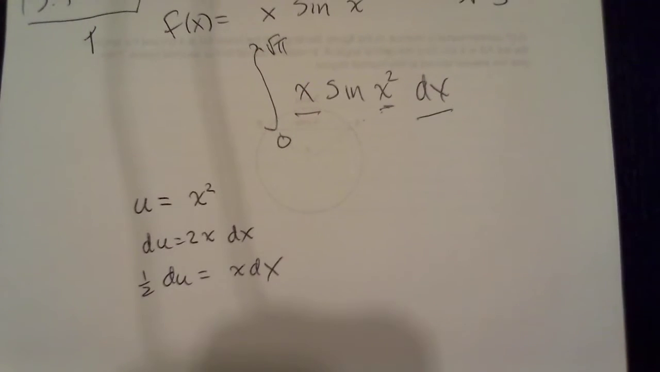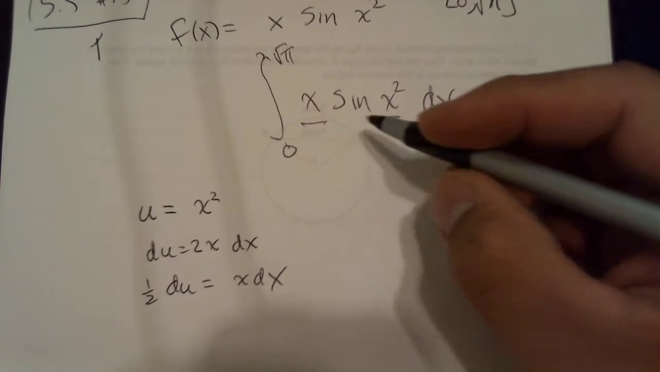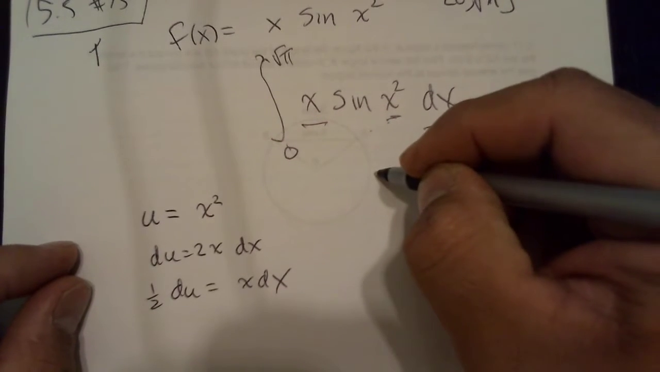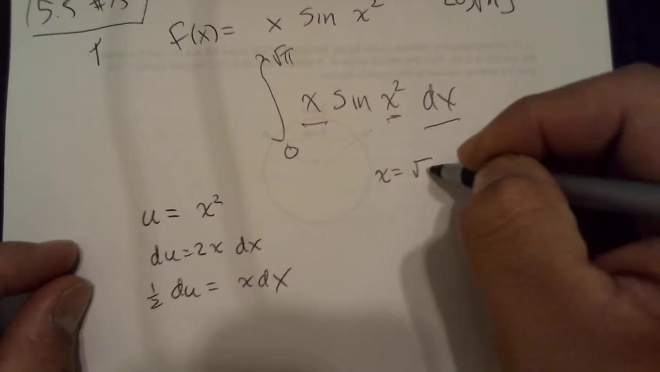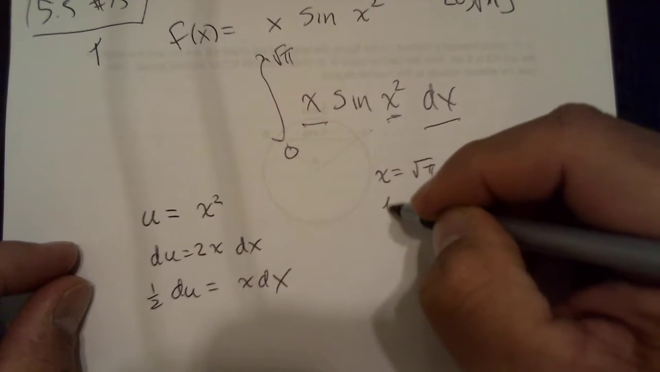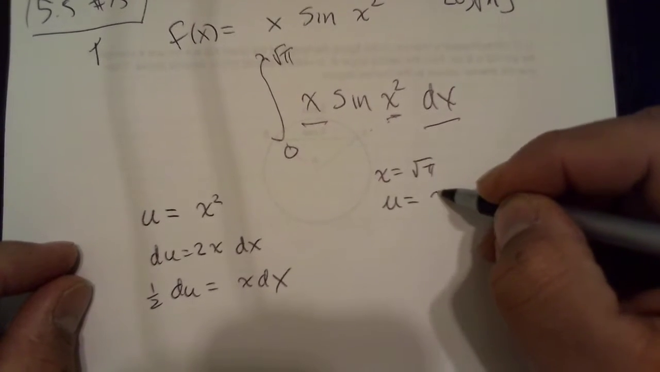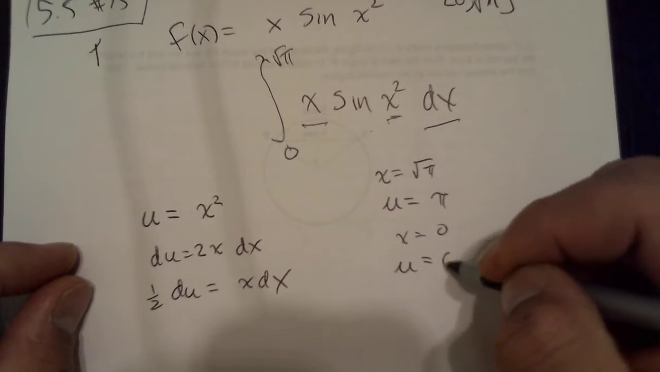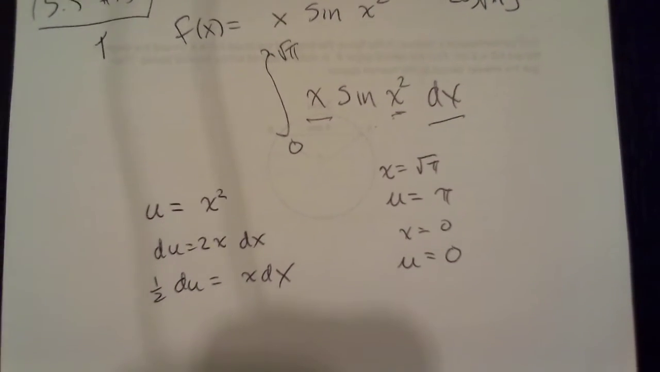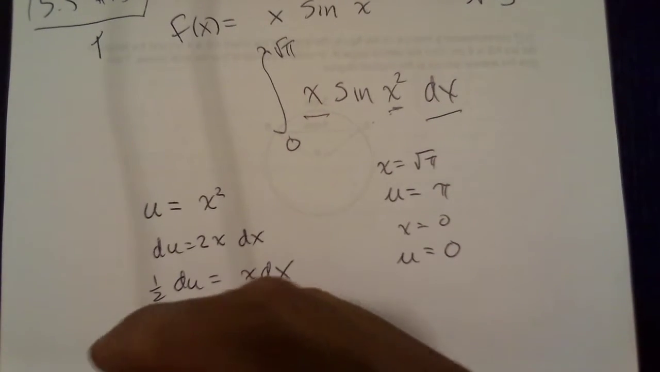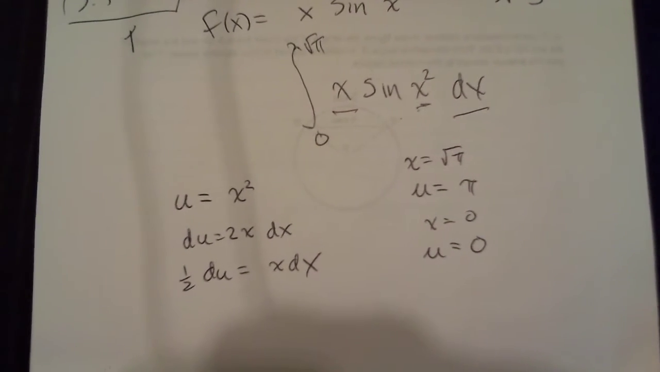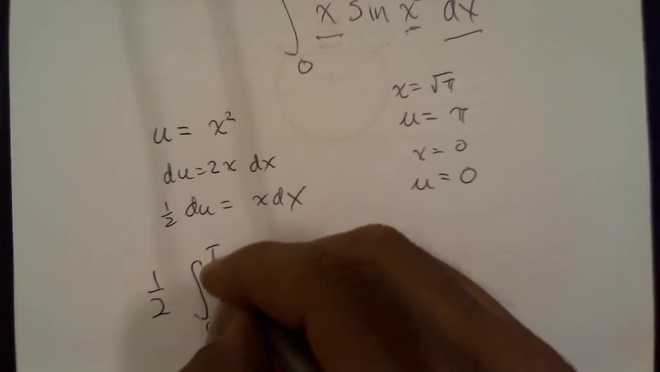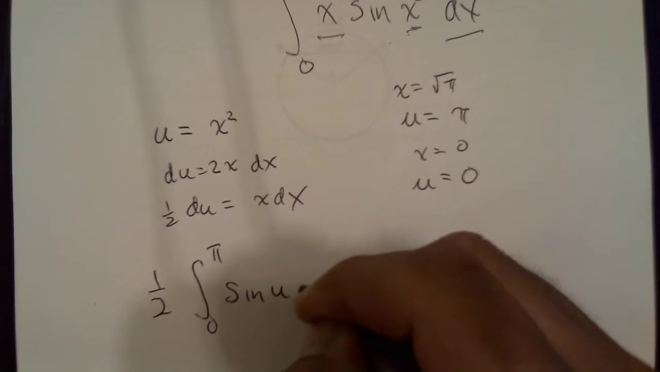All right, so now I could plug this in. And one other thing, we're going to switch the limits. When x is root pi, u is pi. And when x is 0, u is still 0. So our integral with the substitutions in place is 1/2 the integral of sine of u du.